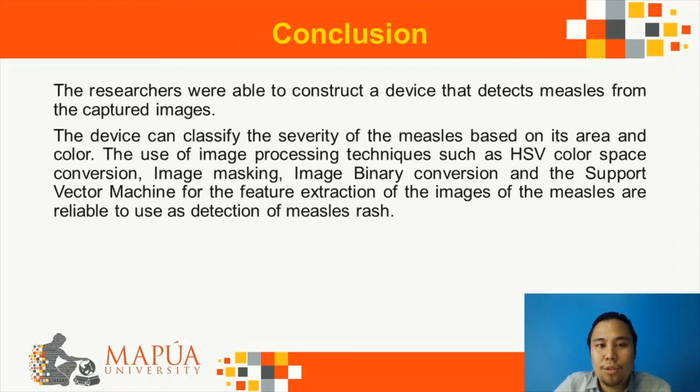For the conclusion, the researchers were able to construct a device that detects measles from the captured images. The device can classify the severity of the measles based on its area and color. The use of image processing techniques such as HSV color space conversion, image masking, image binary conversion, and the support vector machine for the feature extraction of the image of the measles are reliable to use as detection of measles rash.